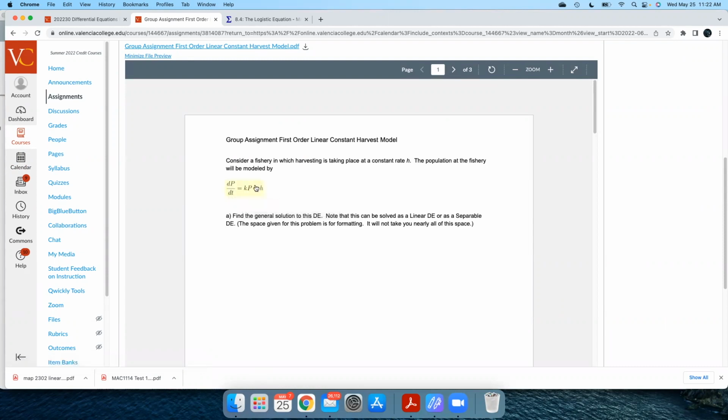But we're harvesting some constant number every year or day or whatever our time variable is. In this case, I think we're in years. So H here is a constant number that we're taking out from the population. Doesn't depend on the population. Okay, so what you're going to do is solve this. It's separable. It's linear.